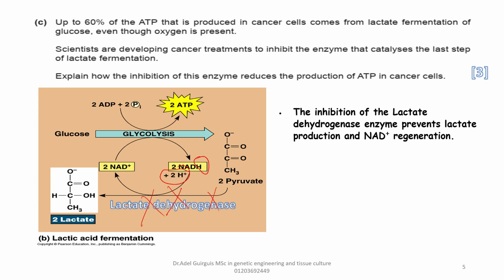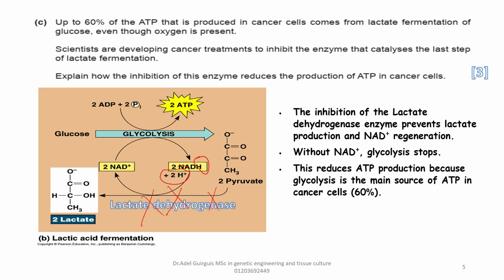NAD plus as a coenzyme is limited in amount in cells. So here, due to inhibition of lactate dehydrogenase, hydrogen is not removed from NADH, and NADH is not oxidized to form NAD plus. Now, without NAD plus, glycolysis stops. The reaction from the beginning stops without NAD, because there is no carrier of hydrogen split from glucose, no proton carrier, so glycolysis stops.